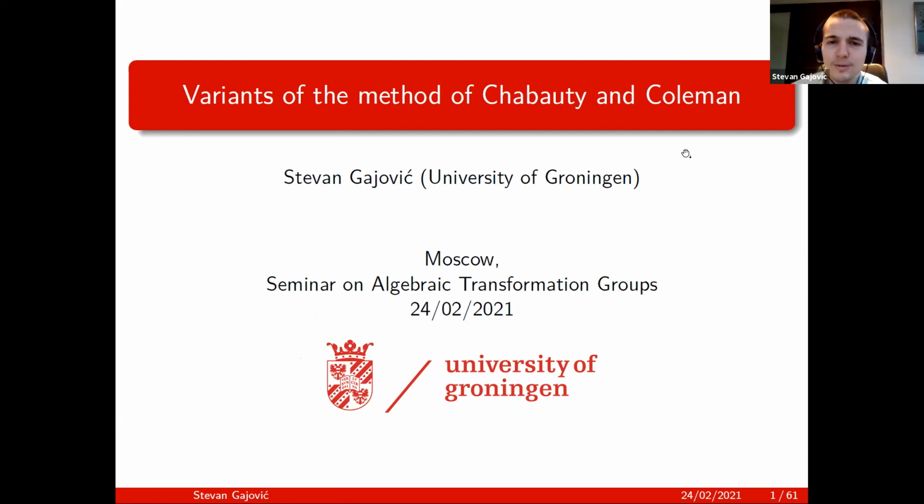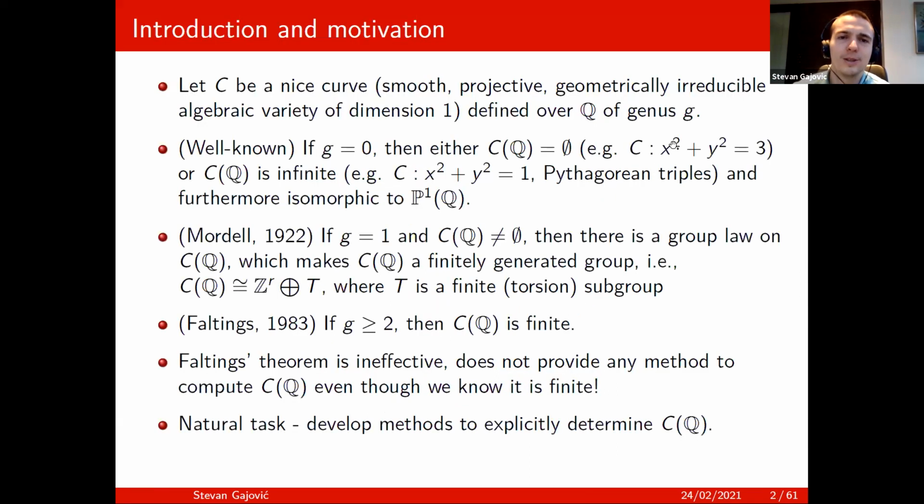So today I will talk about rational points on certain curves. Well, I will advertise this area of mathematics mostly. We can start with recalling some well-known things about rational points on curves. Today, curves will be nice in a sense: they will be smooth, projective, and geometrically irreducible. Of course, algebraic varieties of dimension 1. And g will be reserved for the genus of the curve.